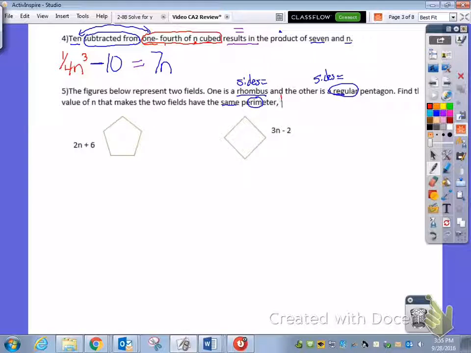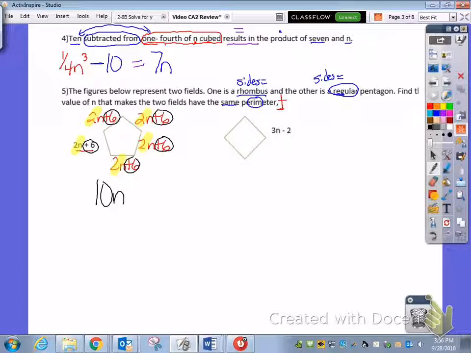Perimeter means to add, so I need to add my sides. Now, since this one is 2n plus 6, and this is a regular pentagon, every side is 2n plus 6. So put 2n plus 6 on all of them. Now, I need to add. So I'm going to add what is the same. 2 plus 2 plus 2 plus 2 plus 2. So that is 10n. And then I'm also going to add 6 plus 6 plus 6 plus 6 plus 6. And that is 30. So 10n plus 30.